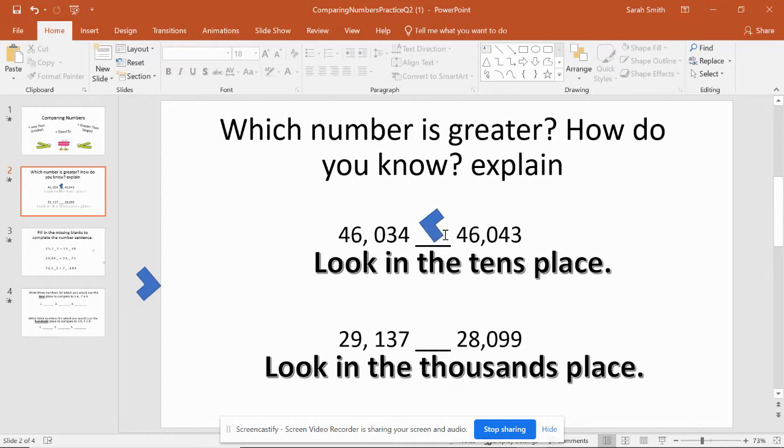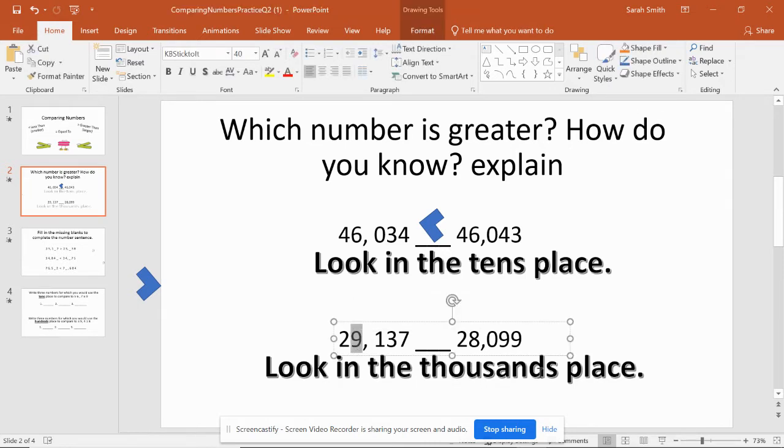So we want the alligator to be opening up and chomping at that next number. It's the same for the next one. Again, it's already on here, and it specifically tells you to look in the thousands place. If we look at the thousands place, we can see that the 9 is greater than the 8. Therefore, this is the greater than symbol that we're going to put there.